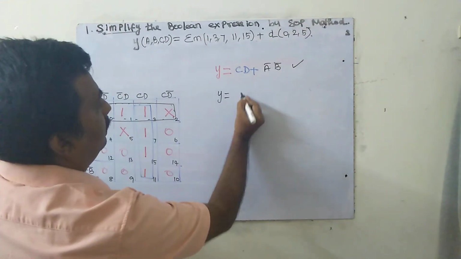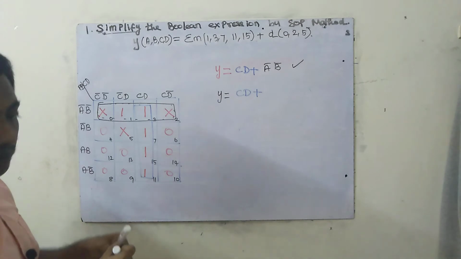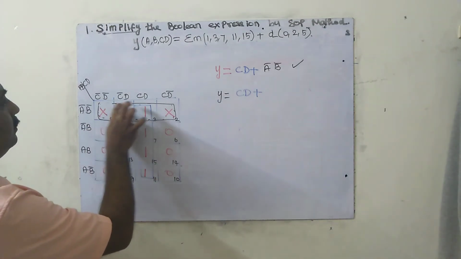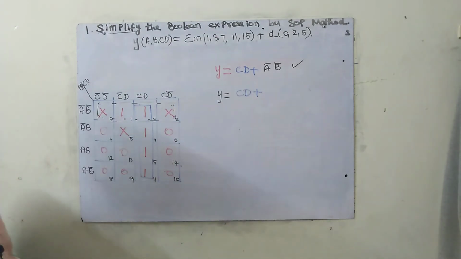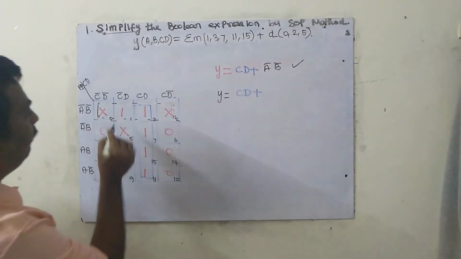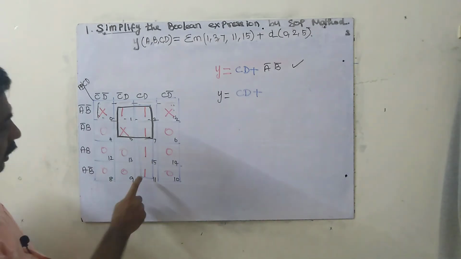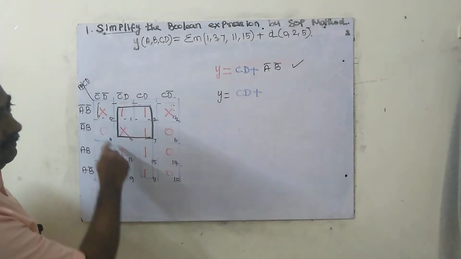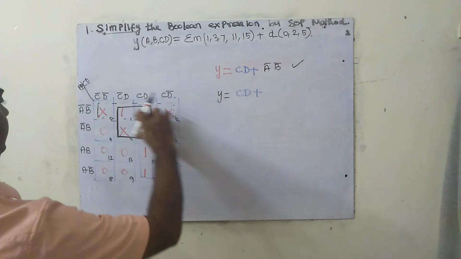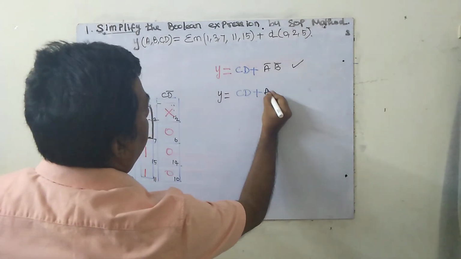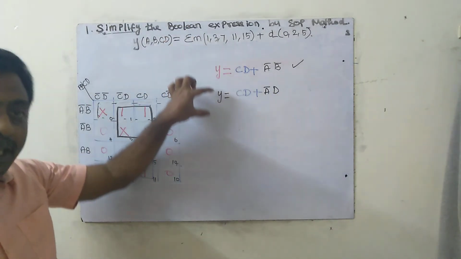Similarly, Y equal to CD plus, suppose some students, instead of making this type of box, will do this type of box. Whether all the ones are boxed? Yes, all the ones have been boxed. We have left this X. Now what is the equation? CD plus, if I see from here, A bar is common, if I see from here, D is common. Okay, this equation or this equation, both the answers are correct.